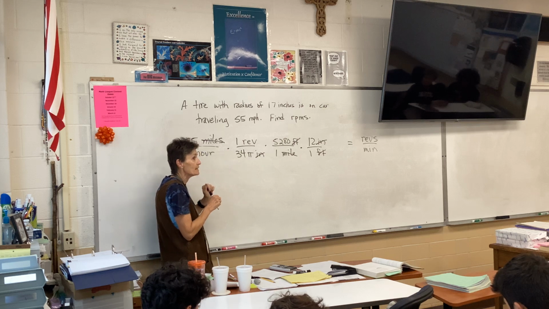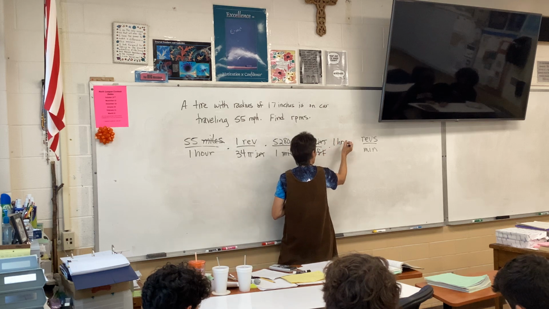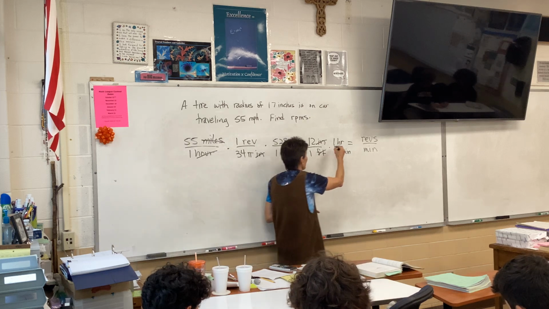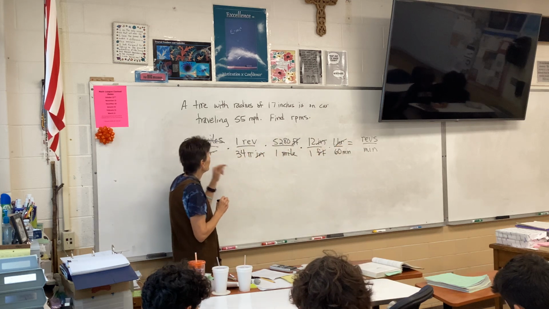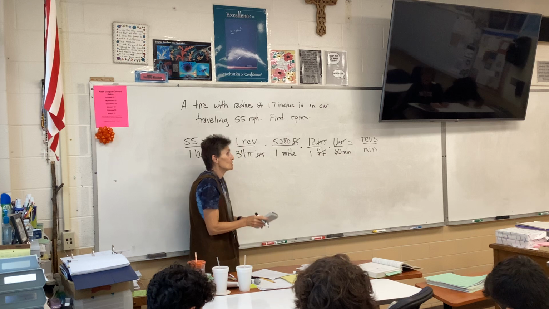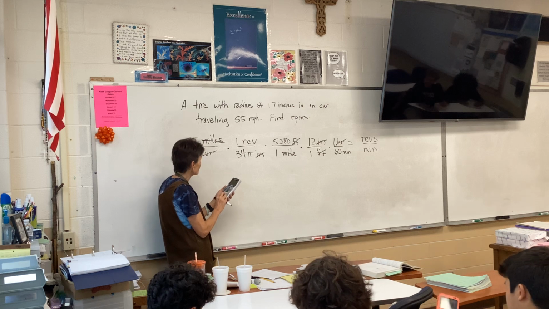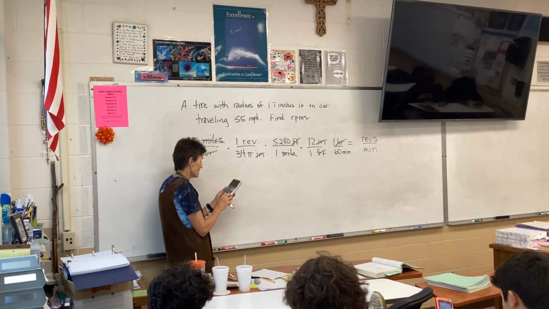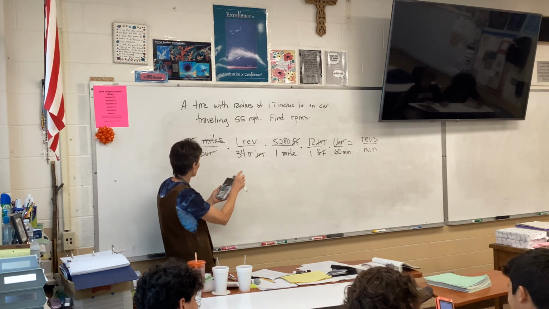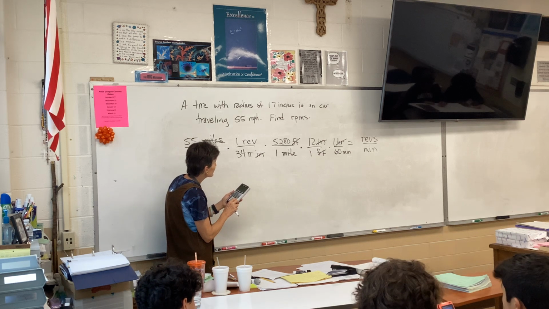What do I need over there? I need minutes. So I know that 1 hour is 60 minutes. There we go. And now that, we'll get rid of that. And I am left with revolutions per minute. So now I'm gonna type in my numerator, 55 times 1, times 5,280, times 12. That's my numerator. Then I'm gonna divide by parentheses, 34 pi times 60.